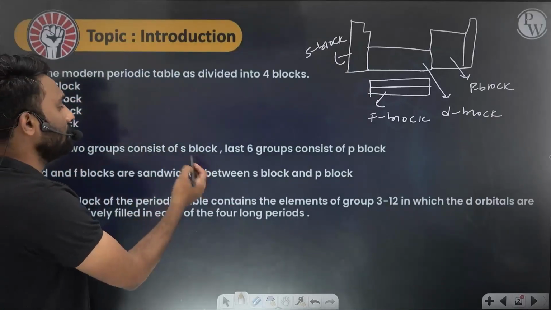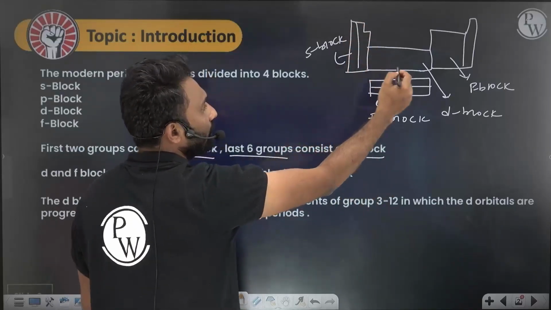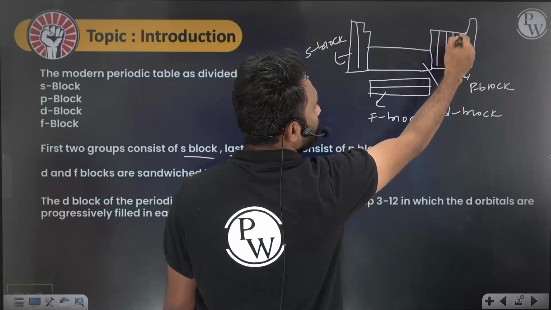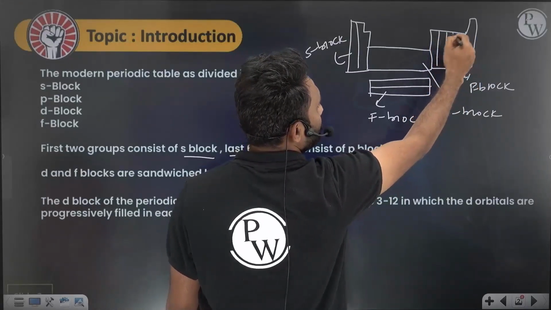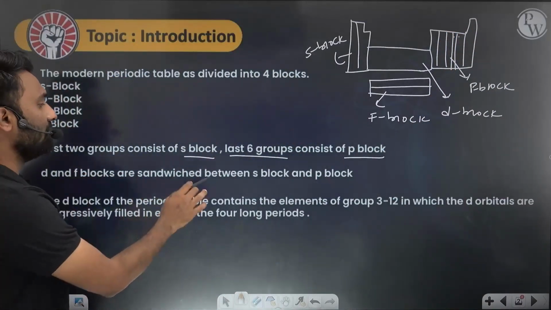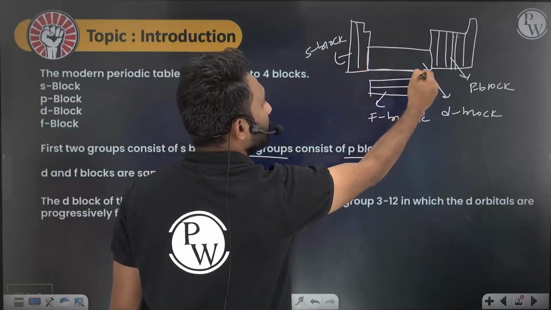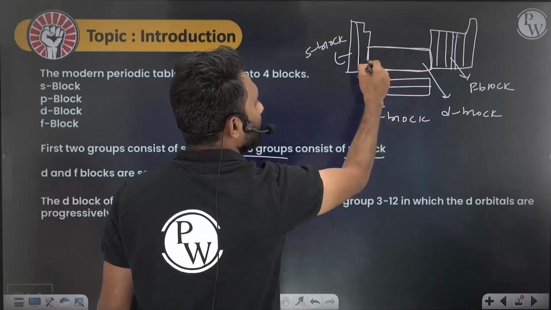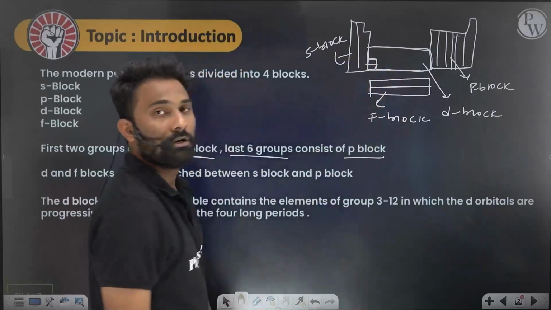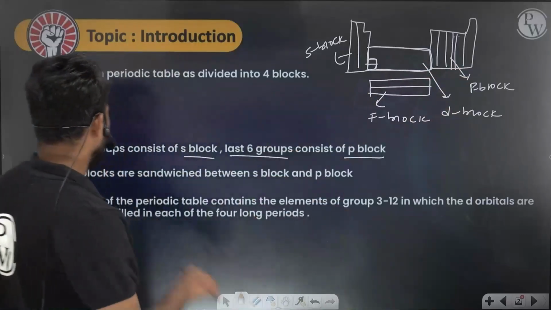Now the first 2 groups consist of the S block and the last 6 groups consist of the P block. The S block has 2 groups and the P block has 6 groups. Now the D and F blocks are sandwiched between the S block and the P block. Here this is the D block, and the F block is also there. But instead of placing it in the main part of the periodic table, they have placed it at the bottom.